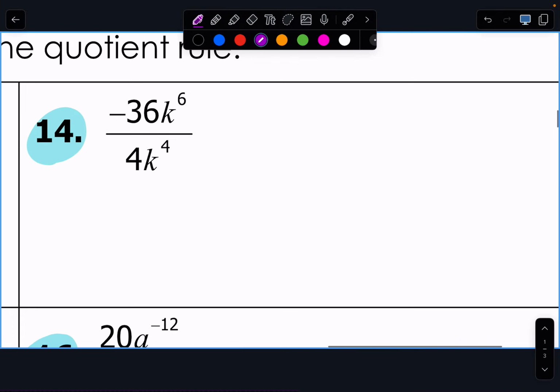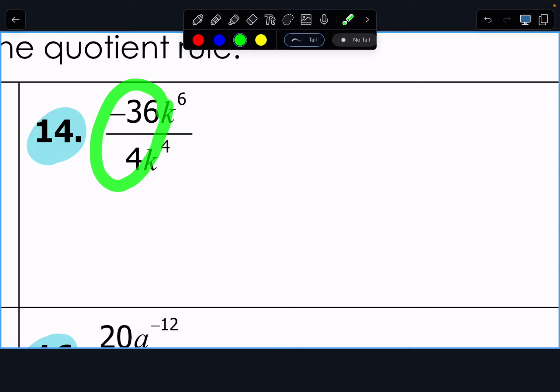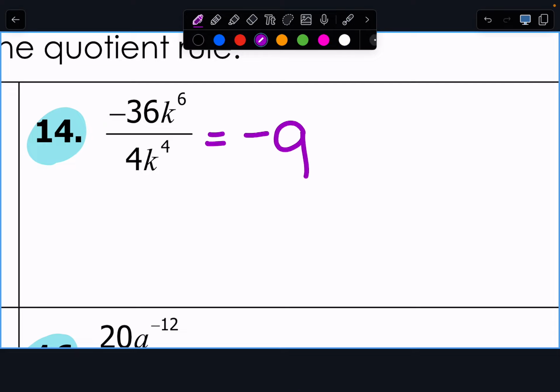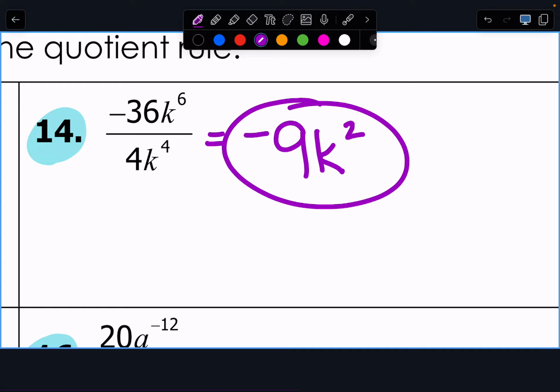Okay, what about 14? What is negative 36 divided by 4? It is negative 9. And if we subtract our exponents, we have k to the 2nd power. Now, does 9 have a negative exponent? It does not. This is where an exponent would be. It's not negative. It just is a negative coefficient. So our answer is going to stay like that.